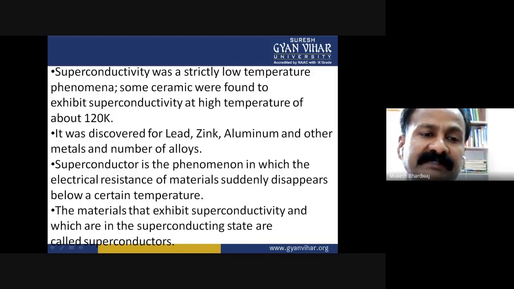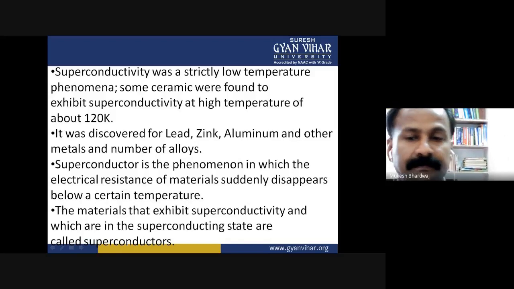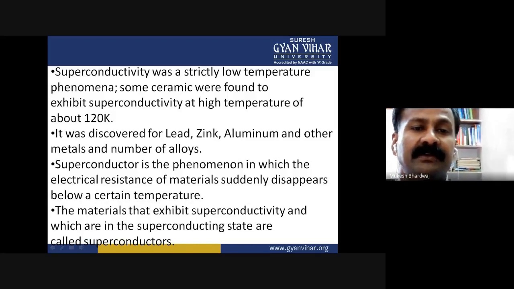A finite jump in the specific heat is observed at the critical temperature. Hence, a change from the normal to the superconducting state and vice versa is a second order phase transition. It is shown experimentally that entropy is lower in the superconducting state than in the normal state.